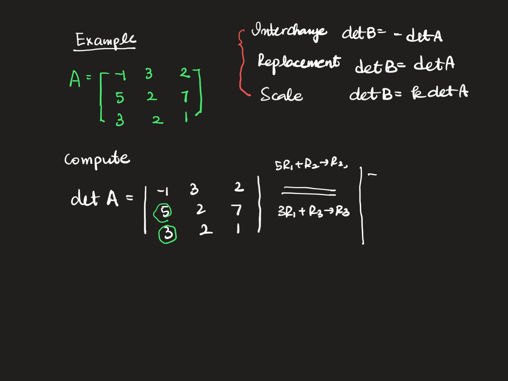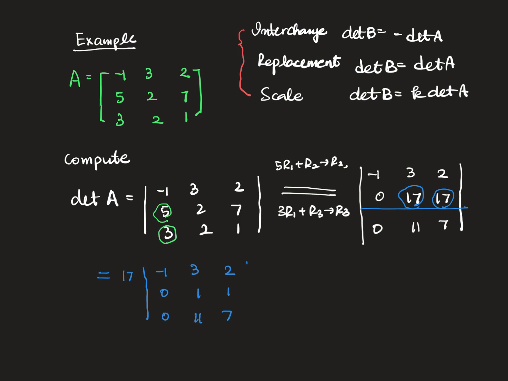So you have negative 1, 3, and 2. 0, 17, 17. Here is 0, 11, 7. So determinant doesn't change at all. Now, what do you see? Second row. Look at the second row. There's a common factor in 17 and 17. You take it out. So this one is just 17 times negative 1, 3, and 2, 0, 1, 1, 0, 11, 7.